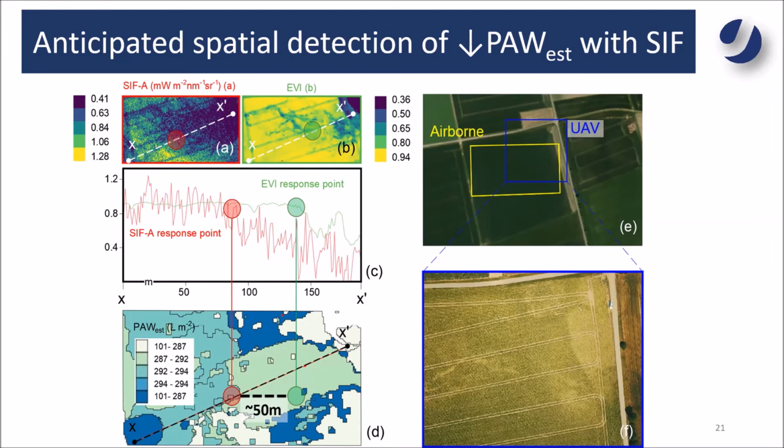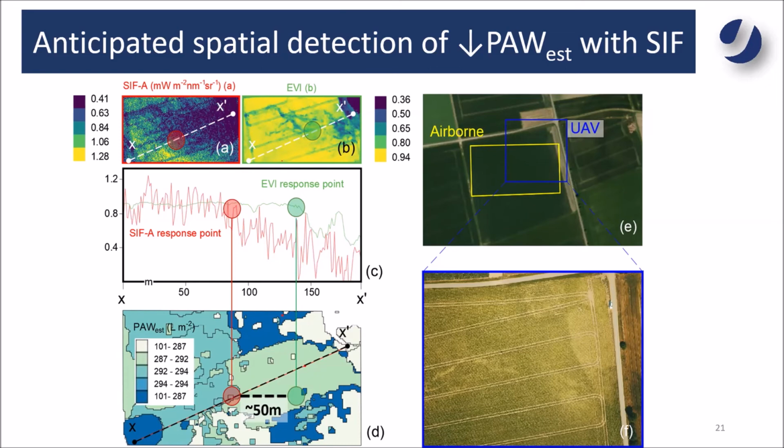In that case, the SIF was reacting before we saw responses in vegetation indices. In this case, we used the EVI, which is called, I think, the Enhanced Vegetation Index. But let's just think about it as a vegetation index. And we observed, if you just look at panel C, that this anticipated reaction or effect in the SIF data happened in the spatial domain about 50 meters before the vegetation index started decreasing.